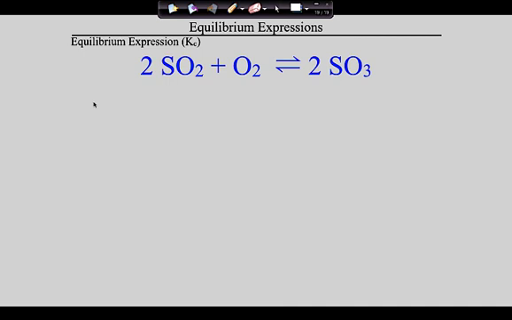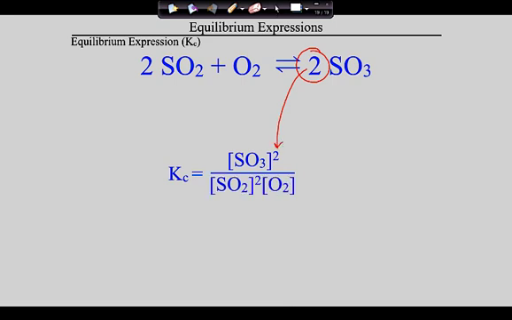Now that you've had the opportunity to write that Kc expression, remember that these are going to be right over left. And so you'll notice that the top, which is the right side of the reaction, we've got the SO3 squared. Make sure that you see that that squared factor comes from here. And then in the denominator, we've got SO2, again, that would be squared. And then we've got the O2. And notice that these are all written in brackets and that this is multiplication and not addition, because that's the way Kc expressions are written.